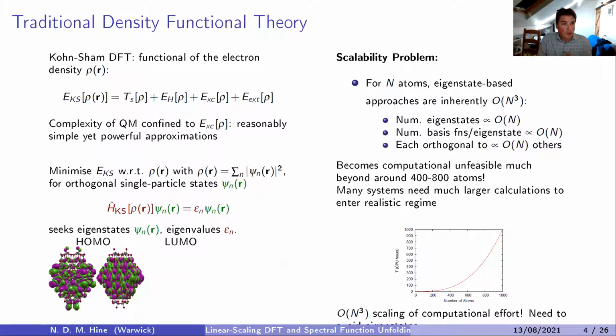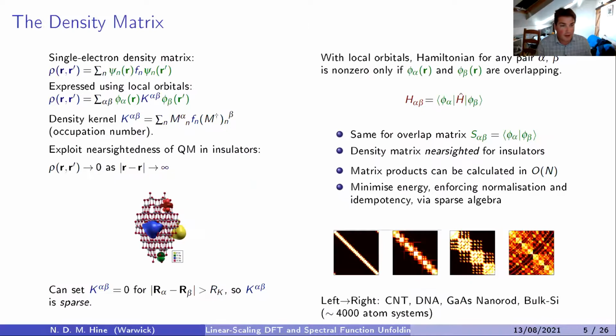So just to recap what's wrong with traditional DFT. Traditional DFT is a theory that works on the basis of diagonalizing a Hamiltonian, finding eigenstates of a Hamiltonian which span the whole system, and it has a scalability problem in that the computational effort required is inherently cubic scaling with the system size. This is well known to become unfeasible beyond, depending on the system, something like 400 to 800 atoms, and we often need to do larger calculations to enter a realistic regime for 2D material heterostructures.